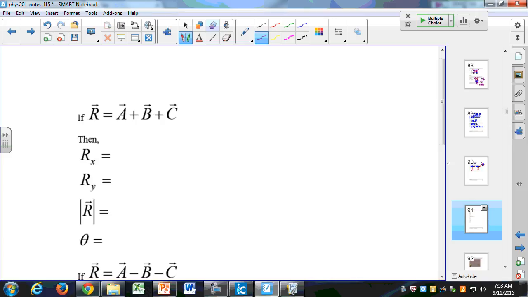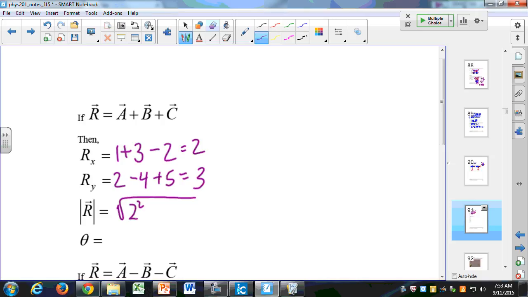Rx is just going to be 1 plus 3 minus 2, just adding up those x components, and Ry is going to be 2 minus 4 plus 5. So that gives me 2, and that gives me 3. And then if I want to find the magnitude, this is 2 squared plus 3 squared, that's 3.6. And then theta is inverse tan of Ry over Rx, and that turns out to be 56 degrees.